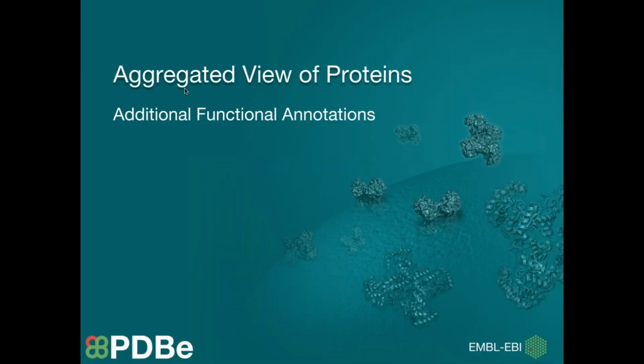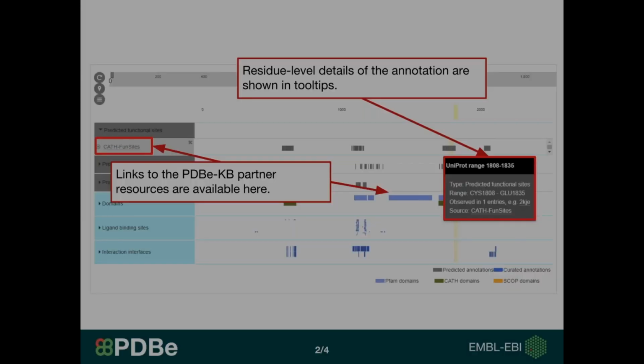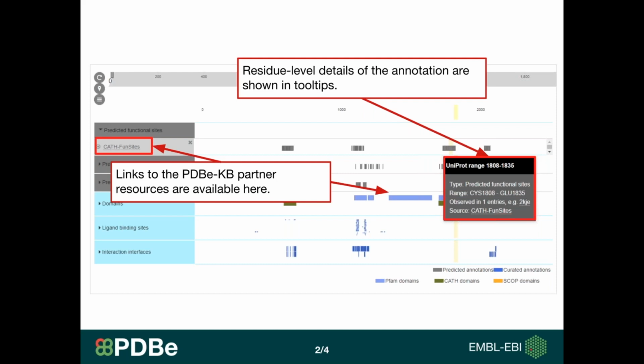There is a section focusing on additional annotations, functional annotations, that are derived from the structural data. Here we have either predicted or evidence-based annotations coming from PDB partner resources. In case of predicted annotations, they are colored gray so that it's immediately visually distinct that these are different from the usual annotations. These are predictions.